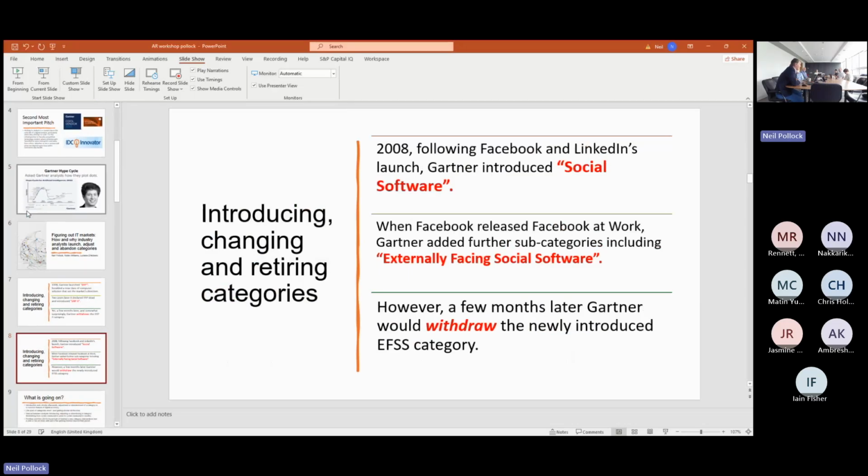If you go forward in time to the mid 2000s, this is the time when Facebook and LinkedIn are beginning to launch and get more traction. Gartner was slow to that space, but they eventually released the category social software. So that was how they were going to define that. And then when Facebook came out with Facebook at Work, they introduced several more categories, including externally facing social software. But then a few months later, they withdrew that category. So the category was killed off.